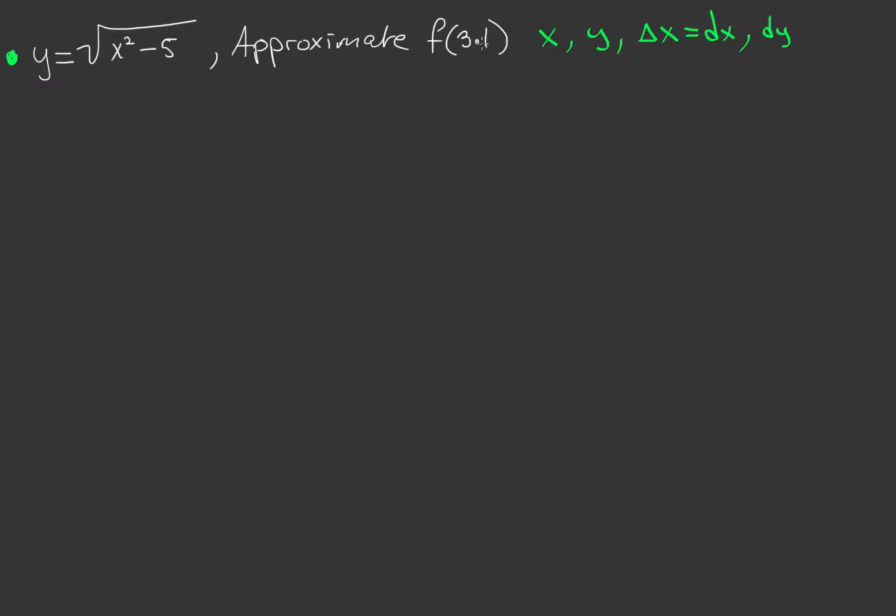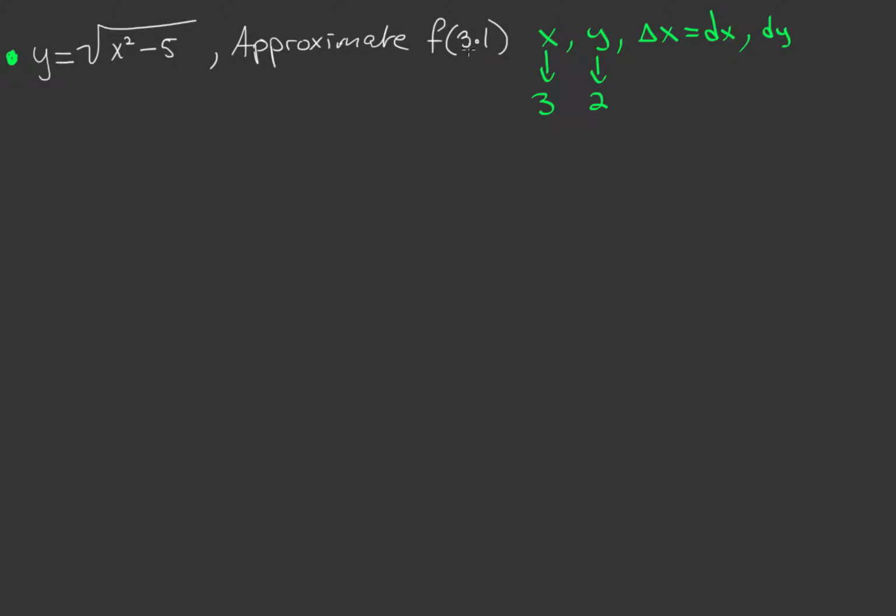So if we have f of 3.1, let's say x equals 3. If we plug in 3 here, we have the square root of 3 squared, which is 9, minus 5. This gives us the square root of 4, which is equal to 2. That's a really nice number and easy to calculate, so let's stick with that. Then for y, we just calculated it: at x equals 3, y equals 2.